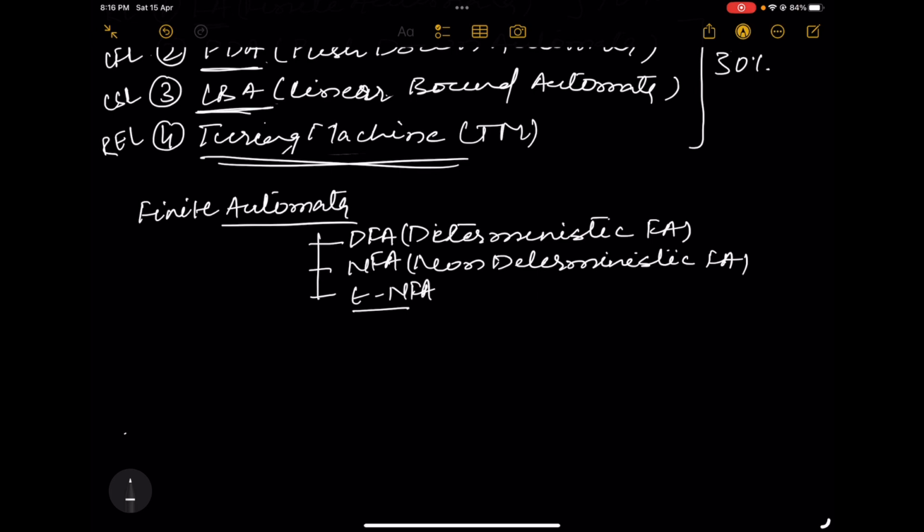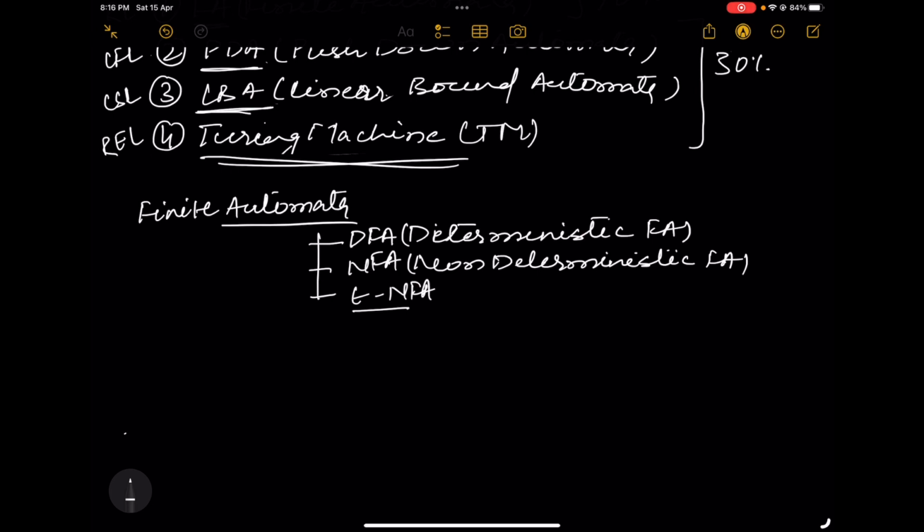The power of DFA, NFA, and epsilon NFA is exactly the same. So basically, what do I mean by power? Power is basically a used term to determine the set of languages that is being accepted by different kinds of machines.